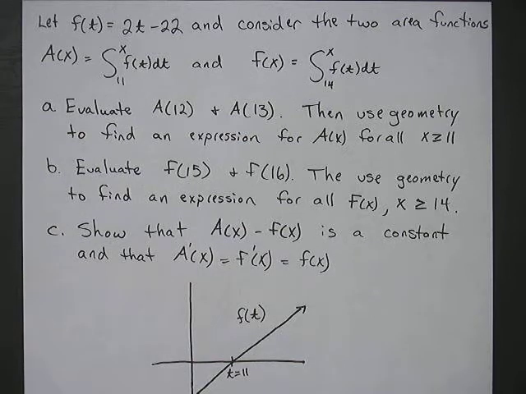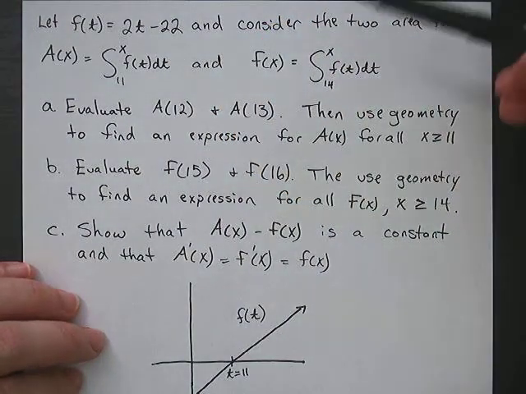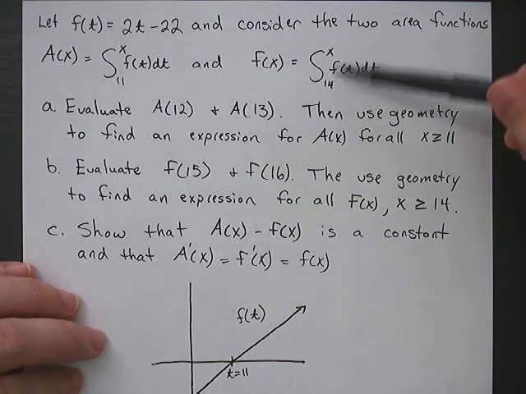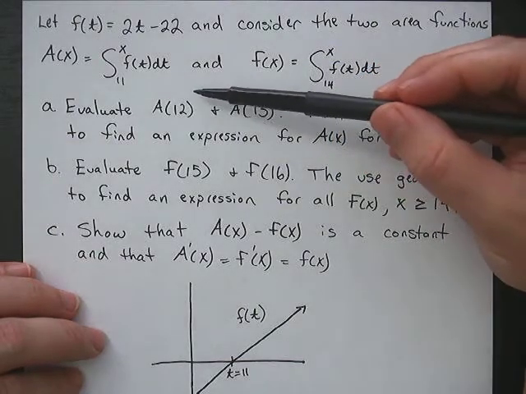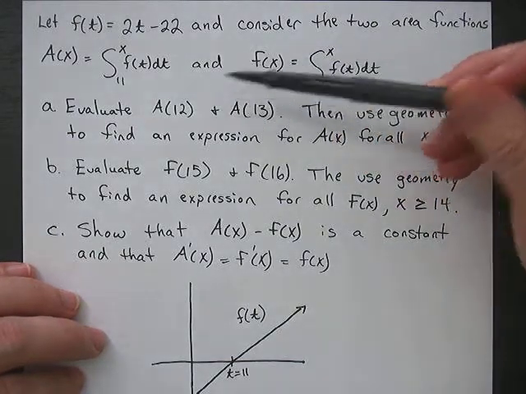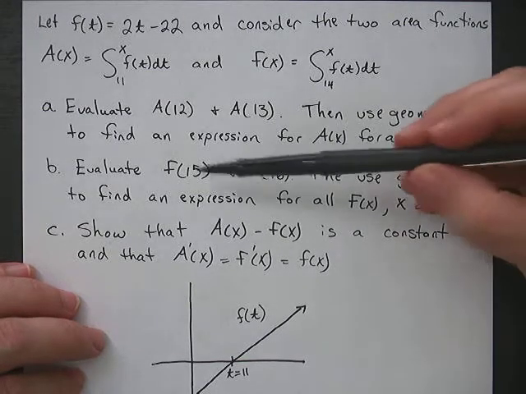Let f of t equal 2t minus 22, and consider the two area functions. A of x is equal to the integral from 11 to x of f of t dt, and F of x is equal to the integral from 14 to x of f of t dt. Evaluate A of 12, A of 13, and use geometry to find an expression for A of x for all x greater than or equal to 11.